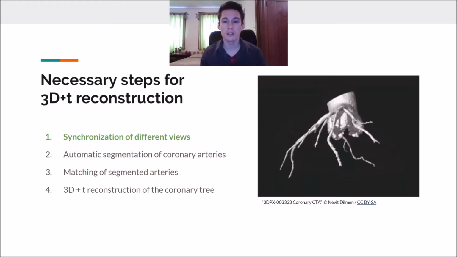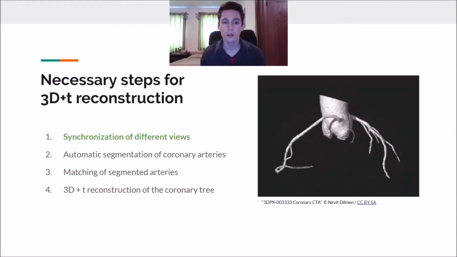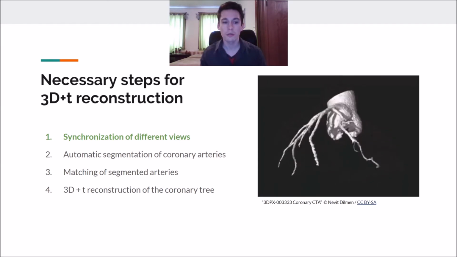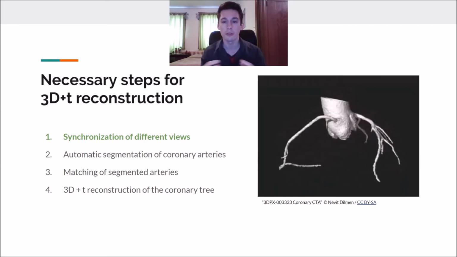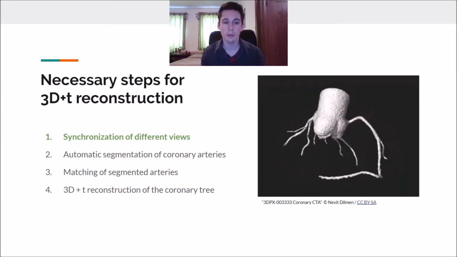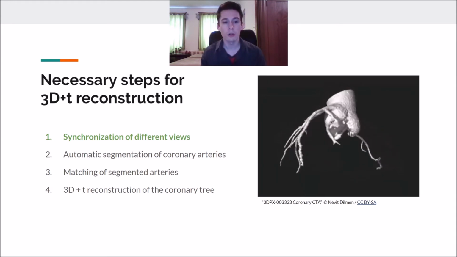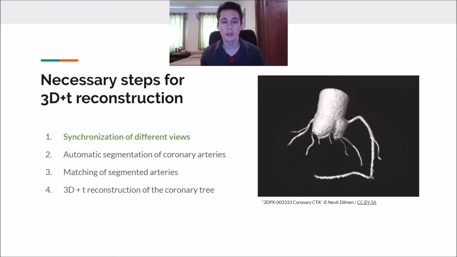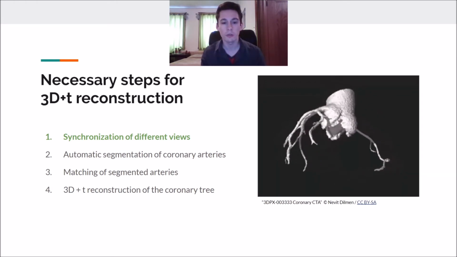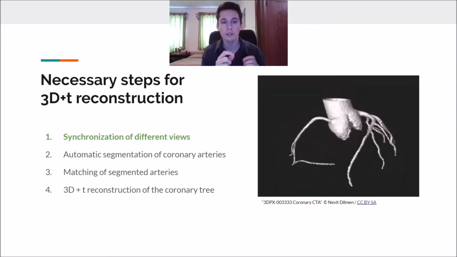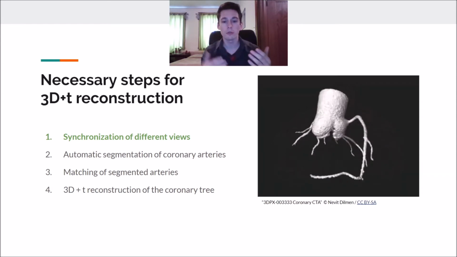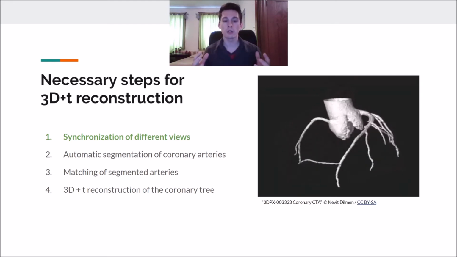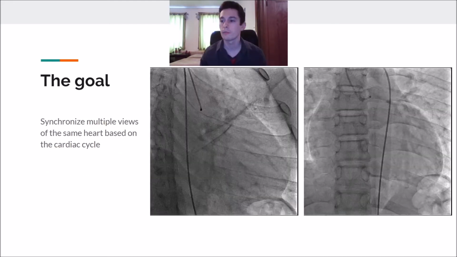To create this dynamic 3D model, multiple steps are needed. First, we need to synchronize different views, which is the subject of this paper. We also need an automatic segmentation of the coronary arteries. And from those segmented arteries, we need to match every point from a view to another view. And with these matchings, we can then create the 3D reconstruction.